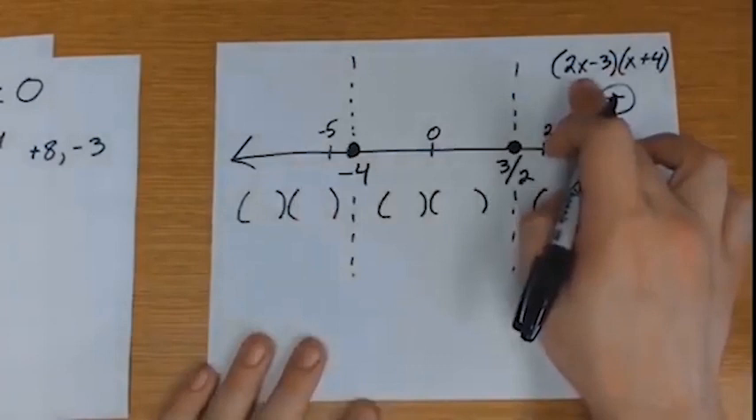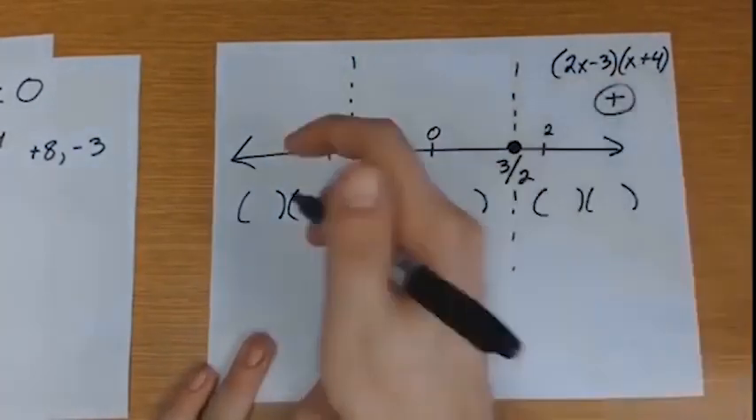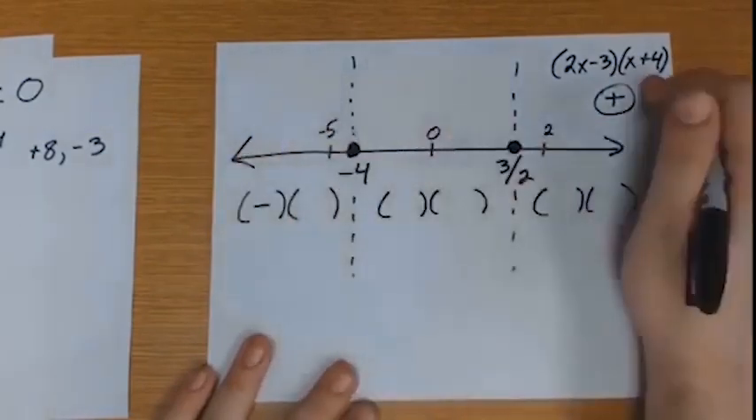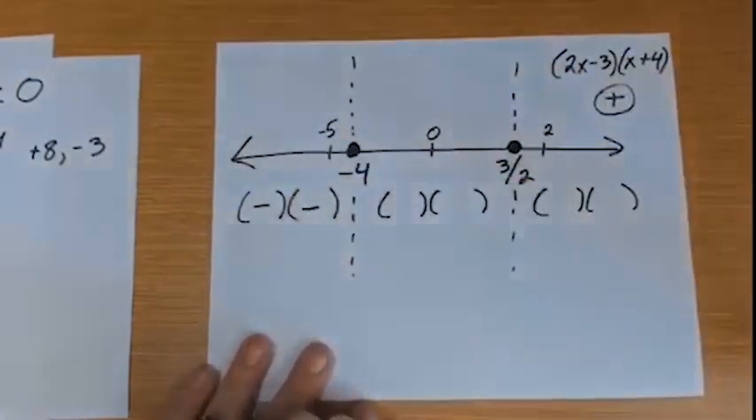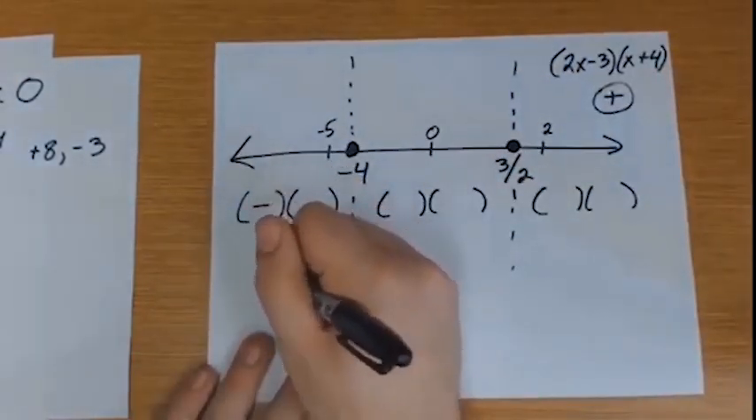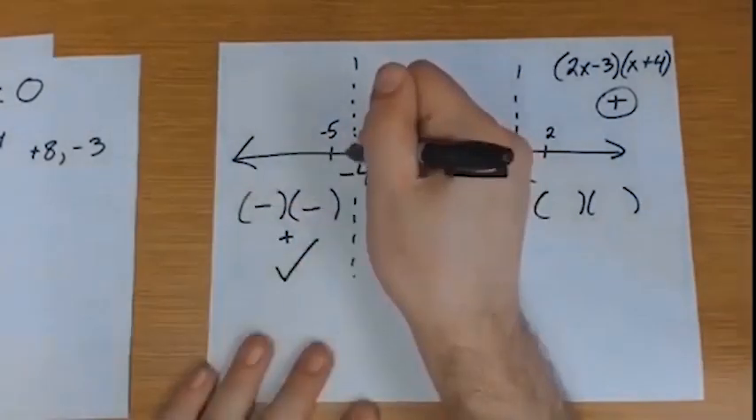If I plug negative 5 in, we get negative 10 minus 3. That's going to be negative. Negative 5 plus 4, that's also negative. Negative times negative is positive. So this region makes it in. You can shade it if you want.